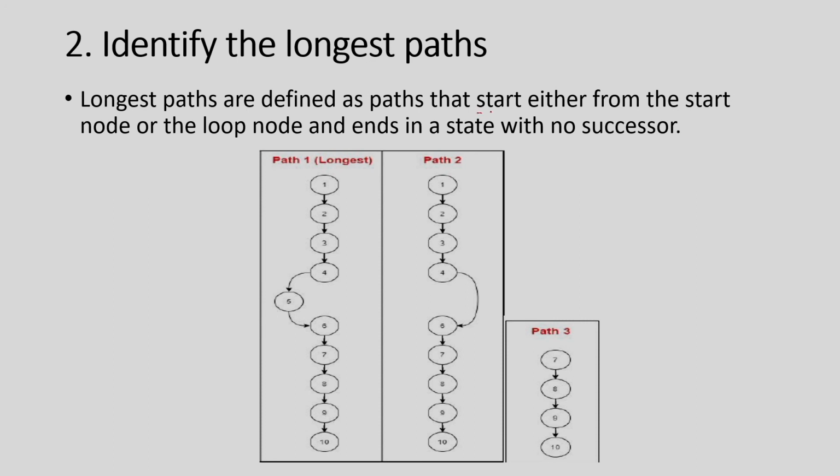So, the paths either start from the start node or the loop node and end in a state which has no successor. Okay. So, these are the paths I am going to consider. Longest paths are defined as the paths that start from the start node and the loop node.